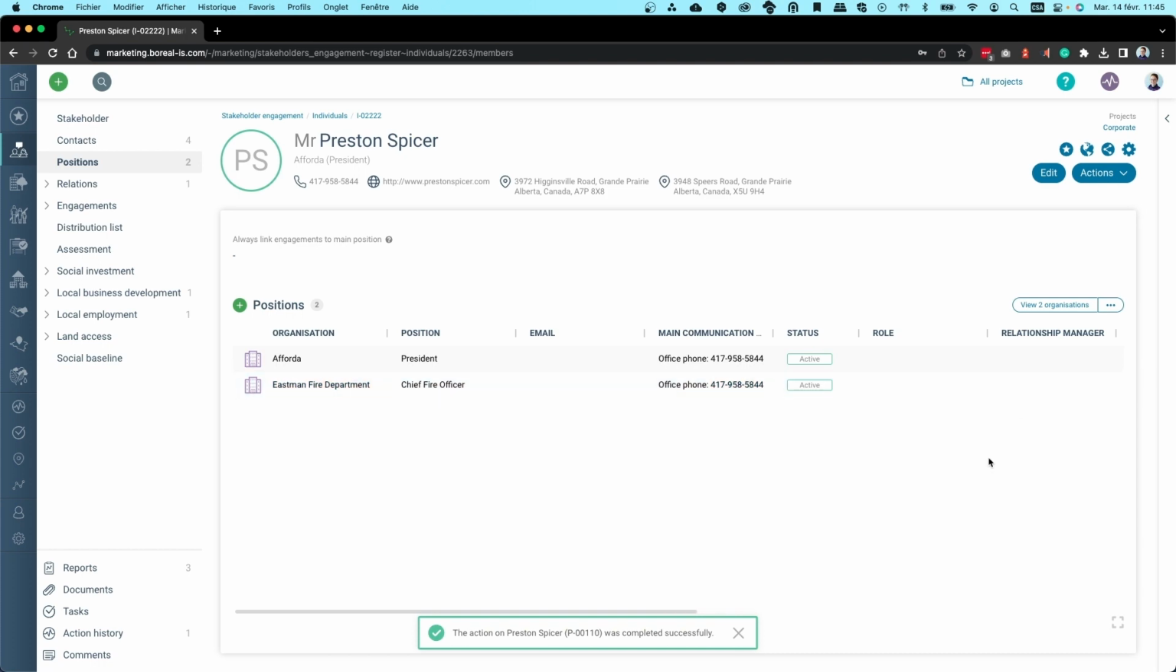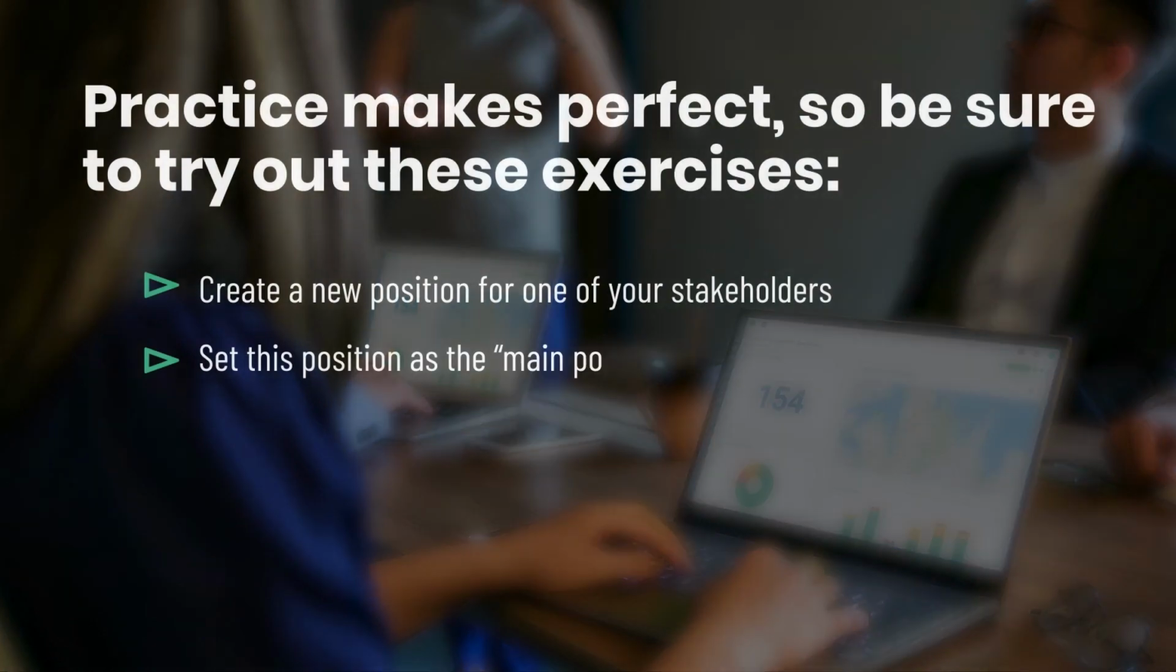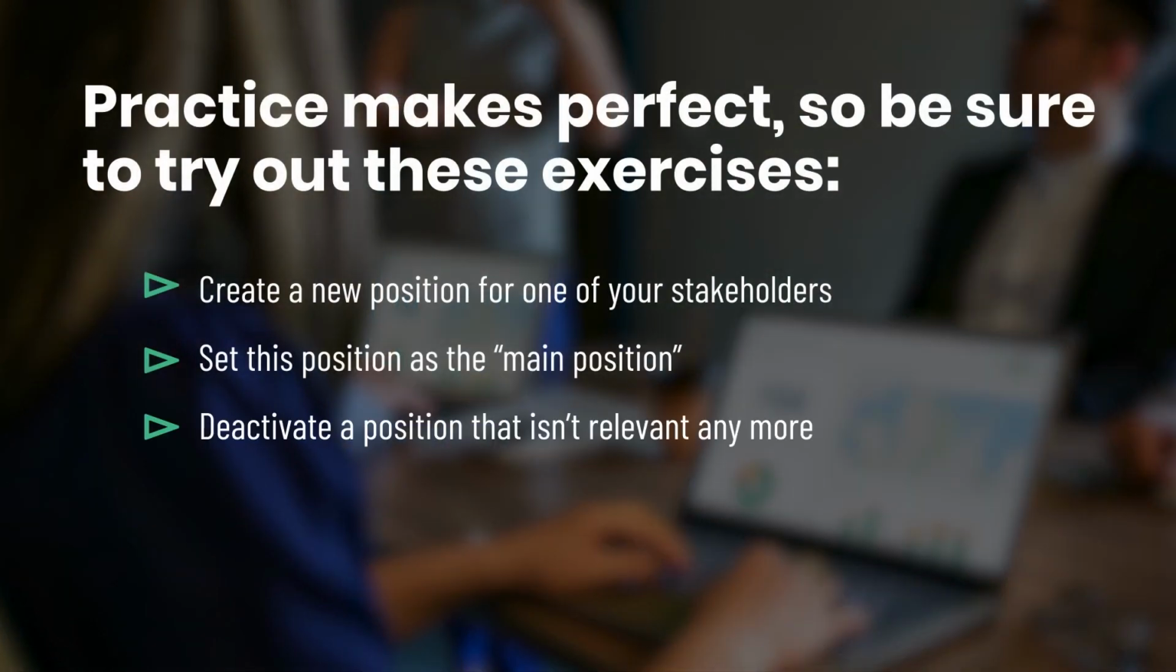Now you know how to create a position for an individual in Borealis. Practice makes perfect, so be sure to try out these exercises. Create a new position for one of your stakeholders. Set this position as the main position. Deactivate a position that isn't relevant anymore.